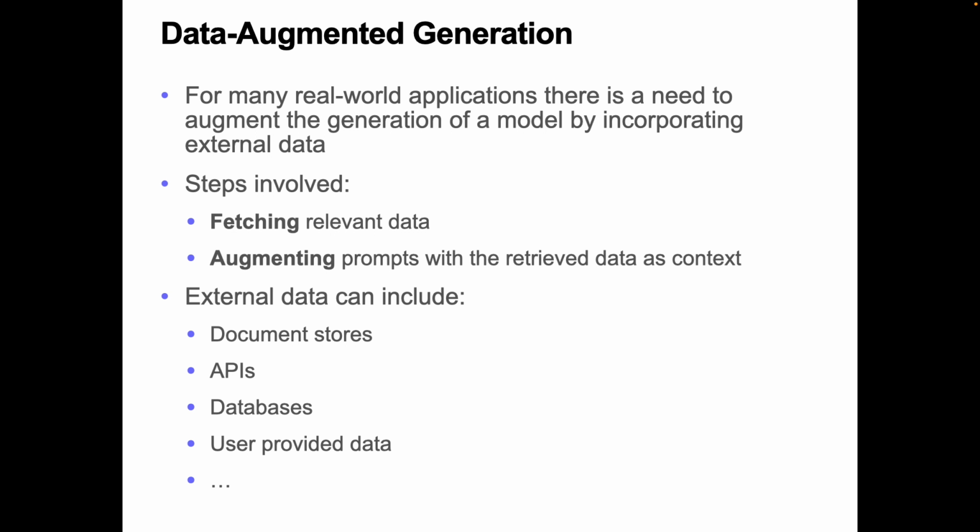The steps involved here: first, fetching the relevant data, right? You have some kind of source where you are fetching this data from. And then you augment the prompts with the retrieved data as context, right? The good thing is there are really cool tools that you can use right away to start to experiment with this concept and idea, and we will touch on that during the notebook session. Some external data can include document stores, APIs, databases, user-provided data, and so on.